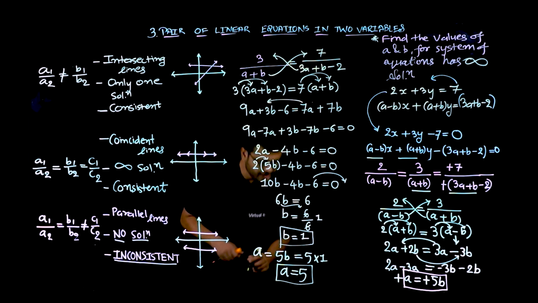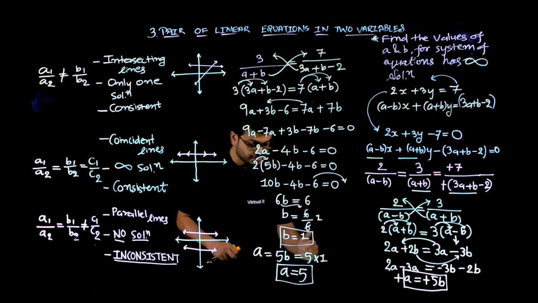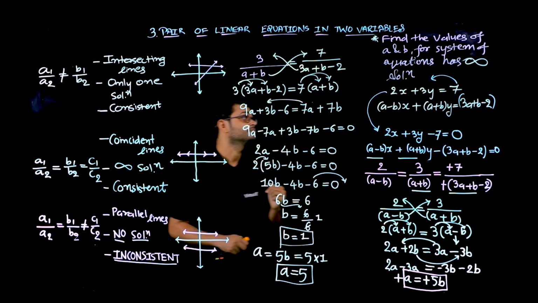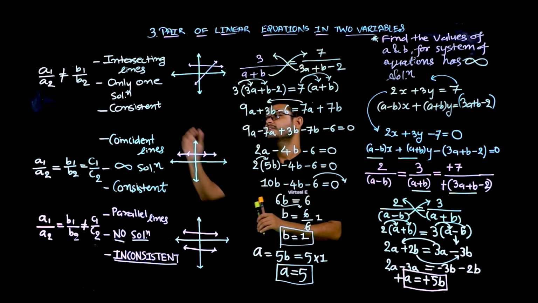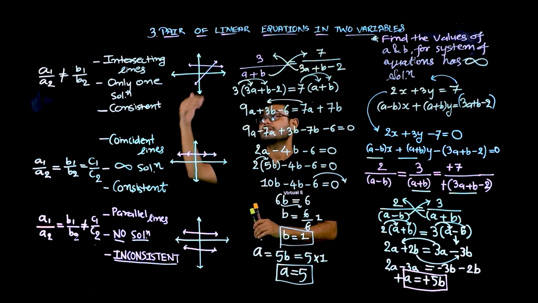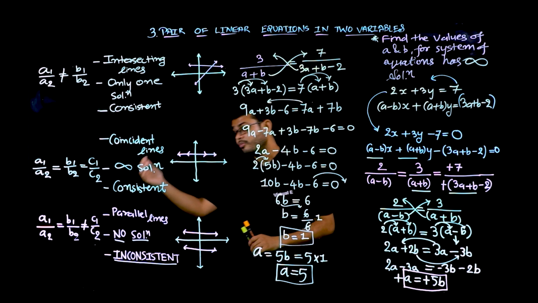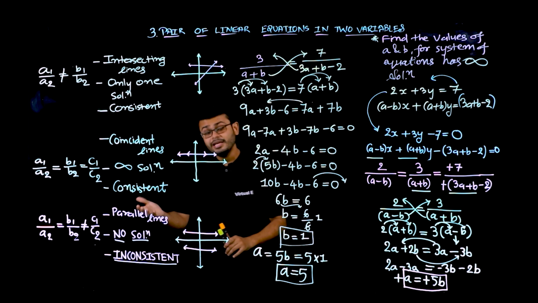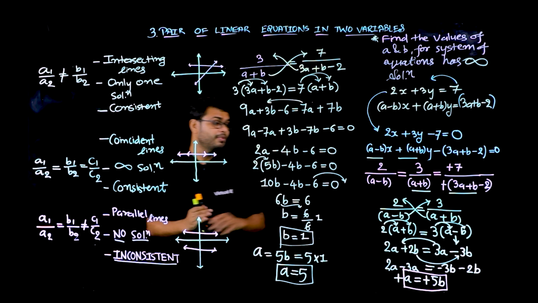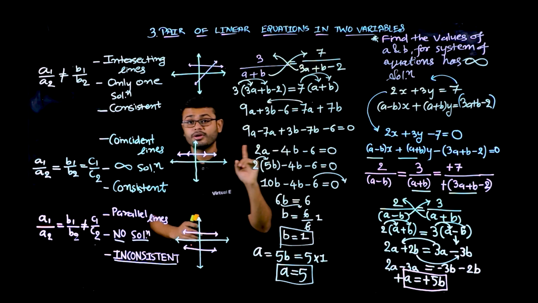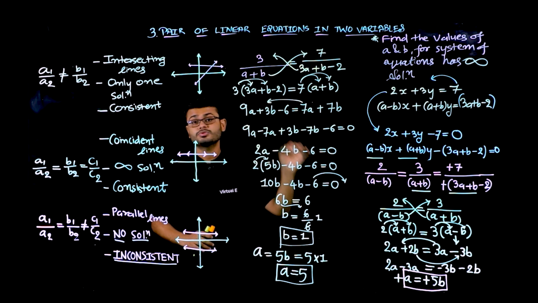So my two values, two unknowns that I was looking for, b is equal to 1 and a is equal to 5. Let's recall these steps one more time. First of all, you need to identify which is the category out of these three. Is it consistent with only one solution, intersecting lines, or do you have infinite solutions, or maybe no solution, or maybe inconsistent? Remember, identify your category first. According to that, apply your formula. And before you apply your formula, what is the most important step you need to remember? Converting into standard form.